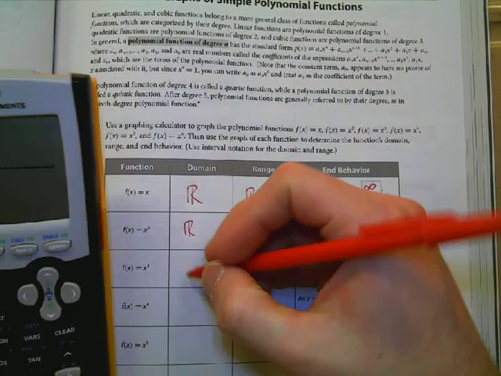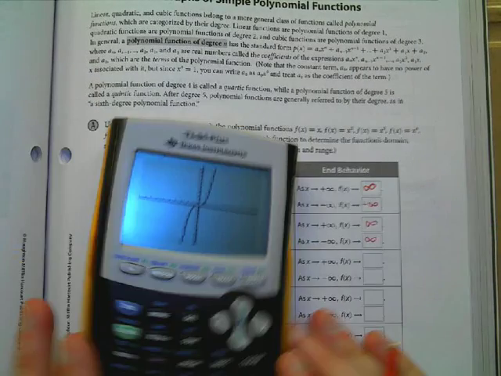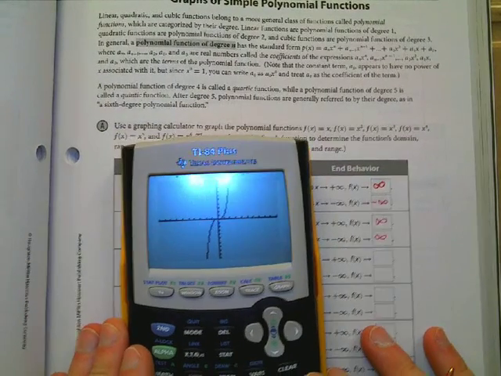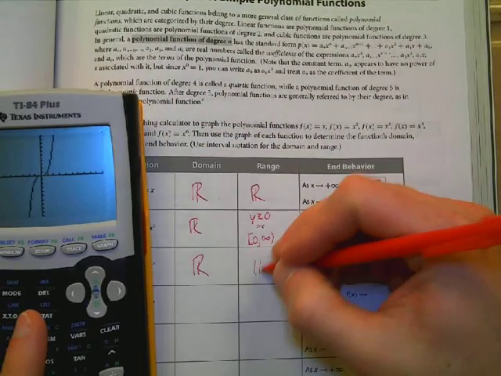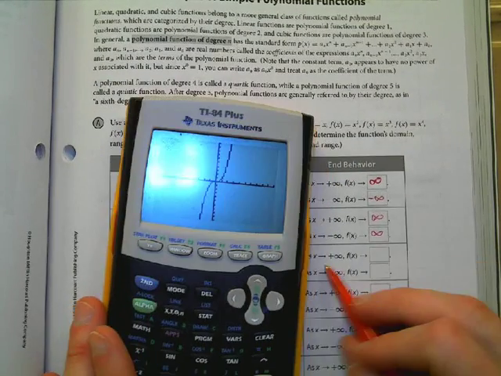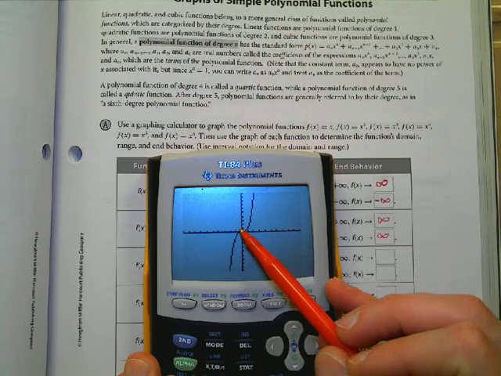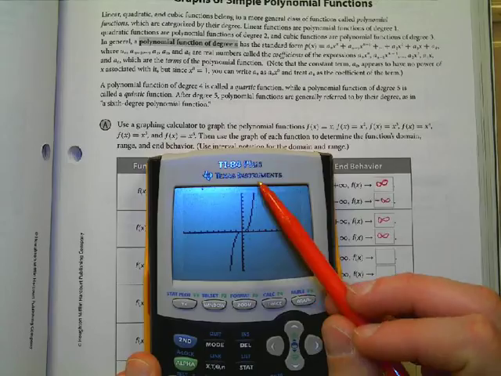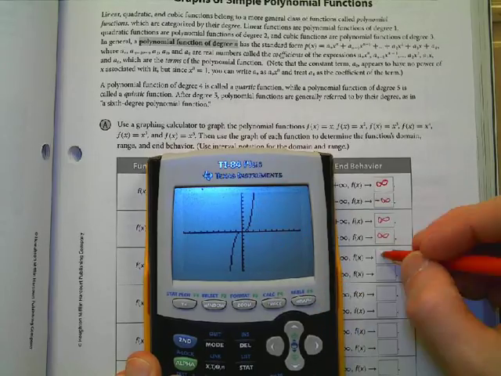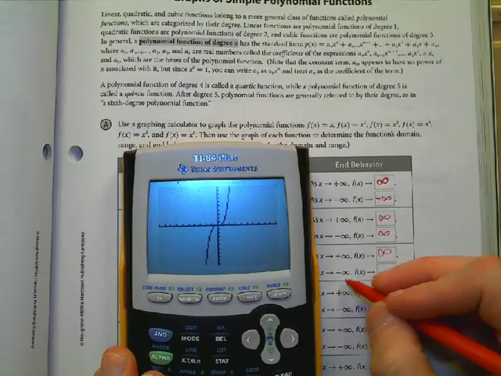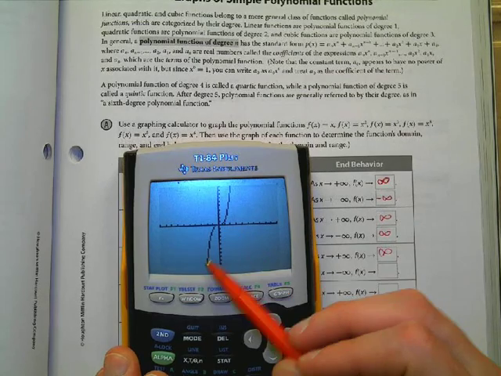What's the range of this? Real numbers again. Yeah, in this case. As x goes to infinity, so as we go further and further to the right here, what happens to the value of our function? Goes up. Goes to infinity. And as x approaches negative infinity, as we go further and further left, what happens? Goes down to negative infinity.